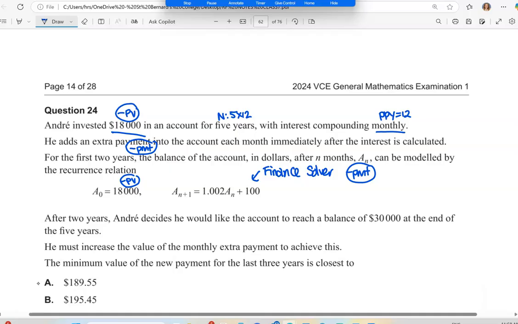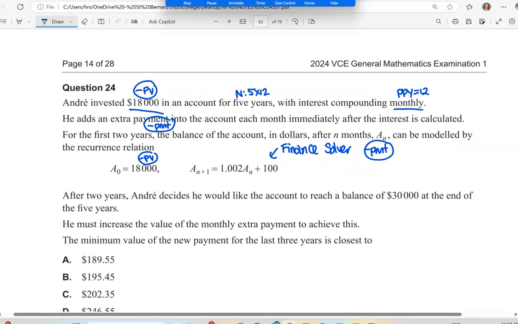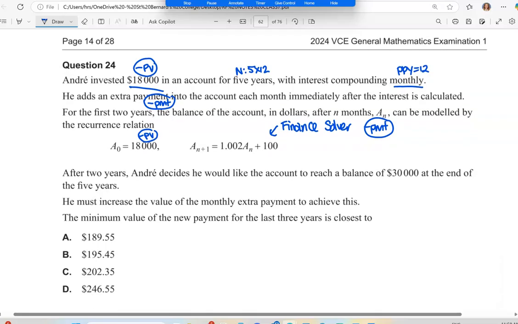So we saw yesterday that we're getting these change of scenarios. So he starts off with that, but he's going to do this investment for 5 years. They said this was for the first 2 years. So over here, we might put 2 times 12 because that's the 2 years. Because after 2 years, he would like the account to reach 30,000.